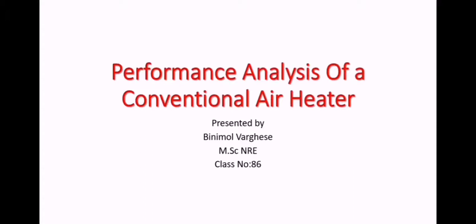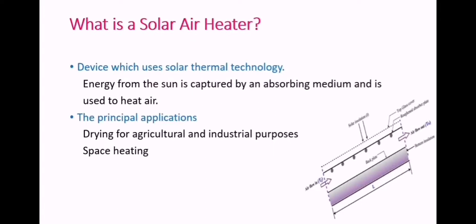In this session, I am going to discuss the performance analysis of a conventional air heater. Before that, we want to know what a solar air heater is. A solar air heater is a device which uses solar thermal technology, in which the energy from the sun is captured by an absorbing medium and used to heat air. Solar air heating is a renewable energy heating technology.